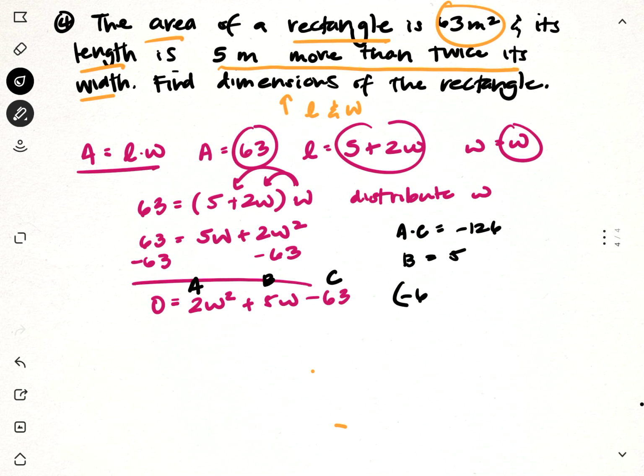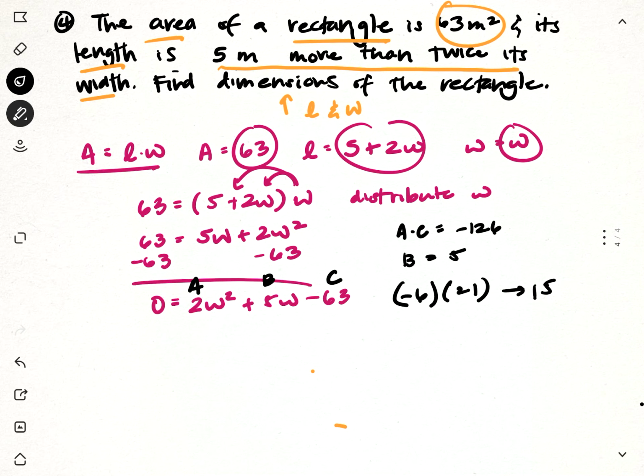So this is negative 6 times, what would that be? Let me get a calculator here. 126 divided by 6 is 21. This is too far away still, right? Because those would add up to get 15.